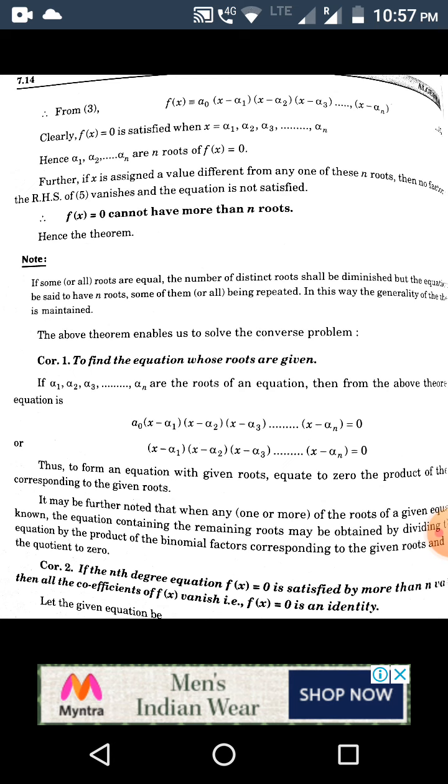That's why only alpha 1, alpha 2, alpha 3 up to alpha n are the n roots of the equation f(x) equal to 0. That's why we have proved our result. That means f(x) equal to 0 having degree n has n roots, the maximum number of roots is n, and it has no roots other than these n roots. So that's all about the result. It's an important result. Thank you very much.